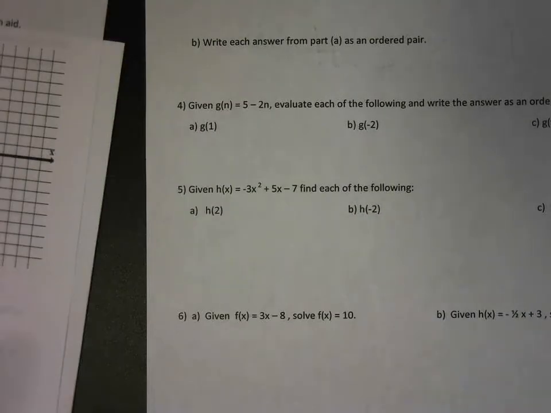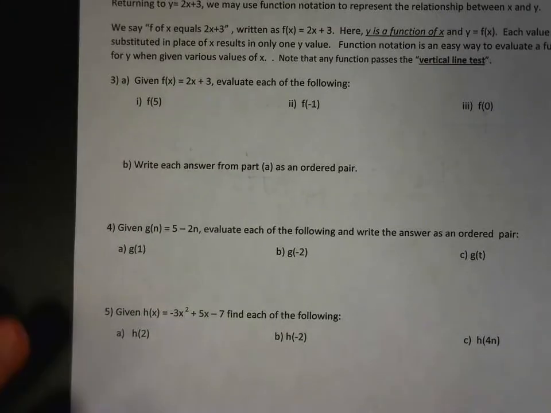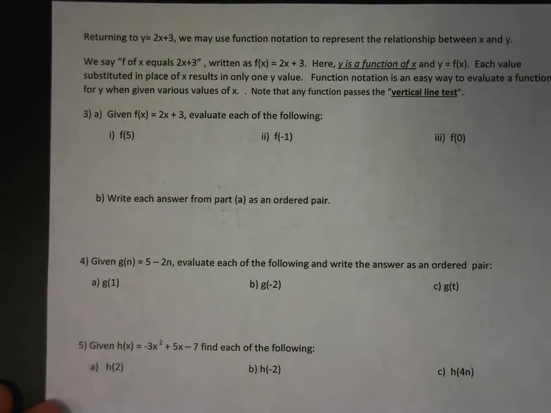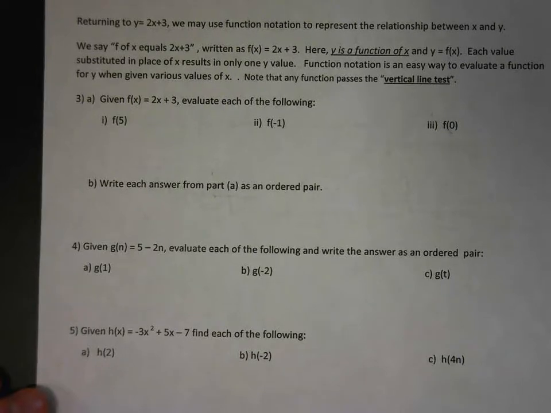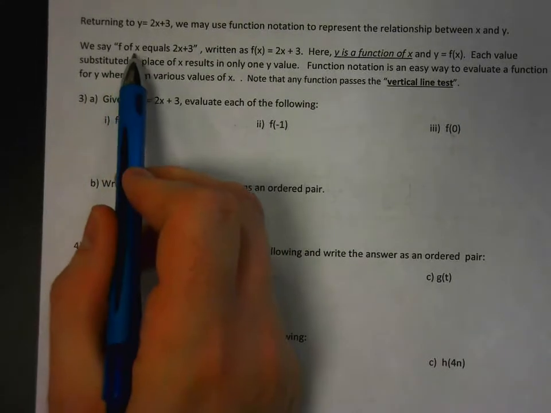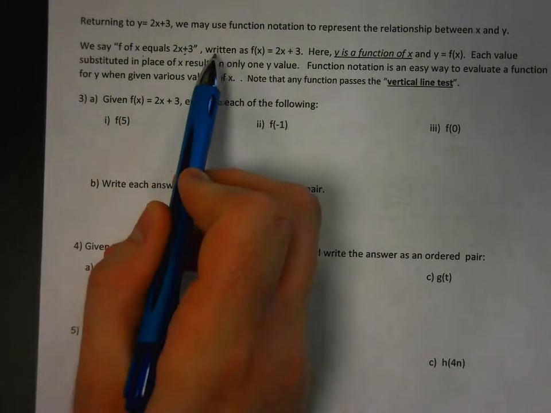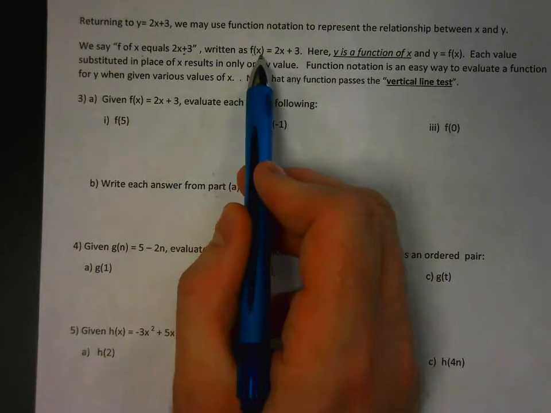Okay, the second page. Now we're going to look at function notation. Basically it's saying, how do you write a function? So returning to y equals 2x plus 3, we may use function notation to represent the relationship between x and y. We say f of x equals 2x plus 3, written as f, parentheses, x.